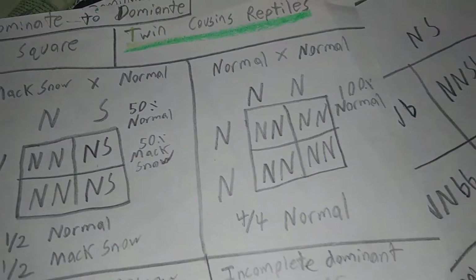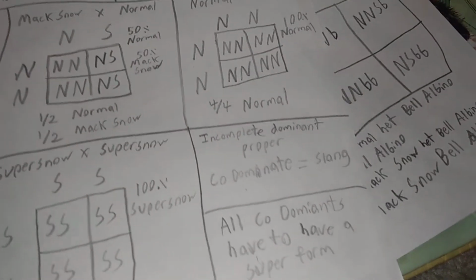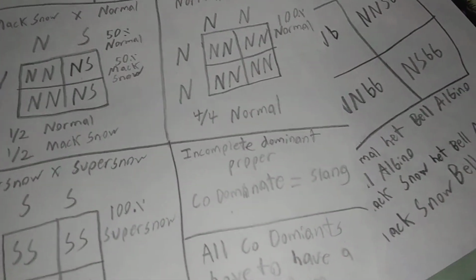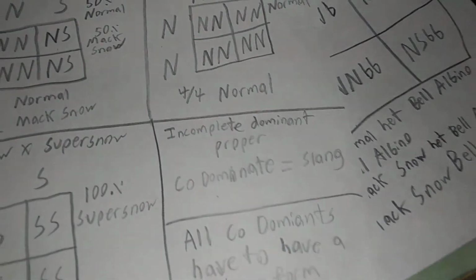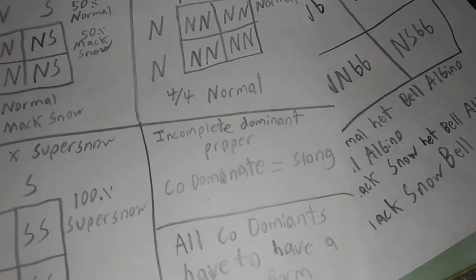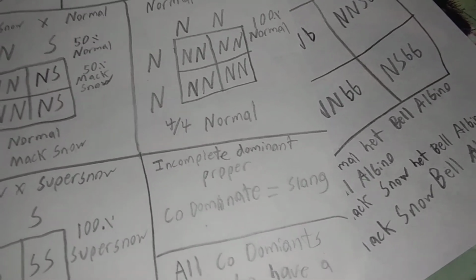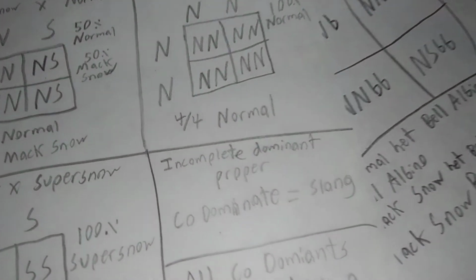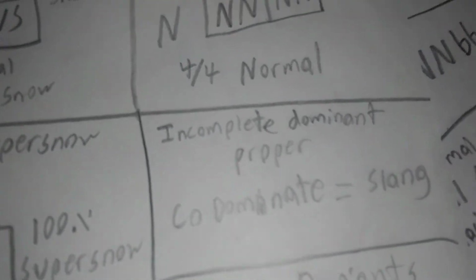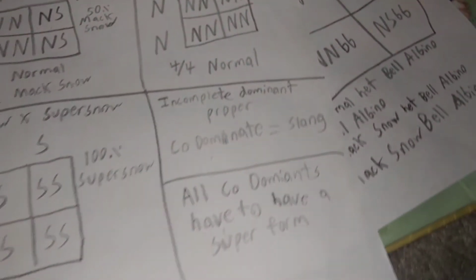And same thing with a normal. Normal cross normal is going to be 100% normal. So, as I might have said earlier in the episode, it's incomplete dominant. A co-dominant is basically a slang term that we use in the reptile community, as well as probably some other communities. But basically, it's just a word we use because we don't feel like being proper and saying incomplete dominant, which is the proper, scientific way to say it.